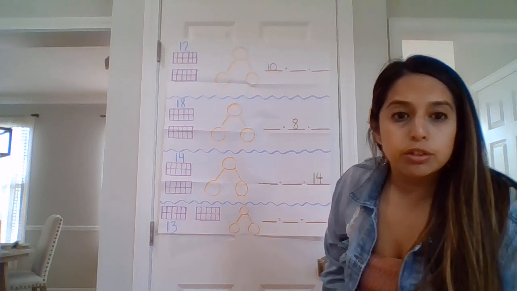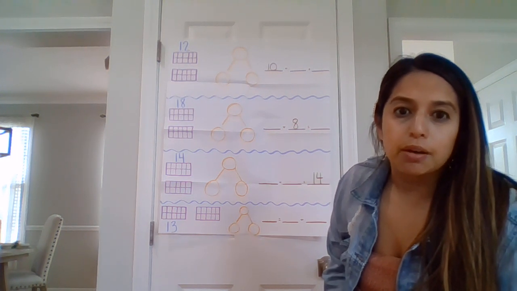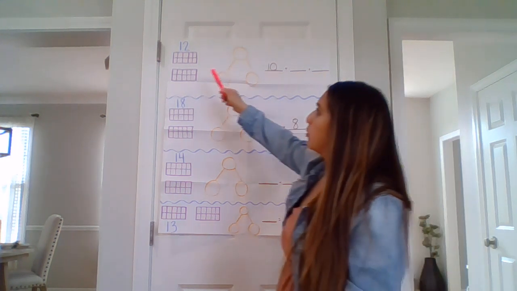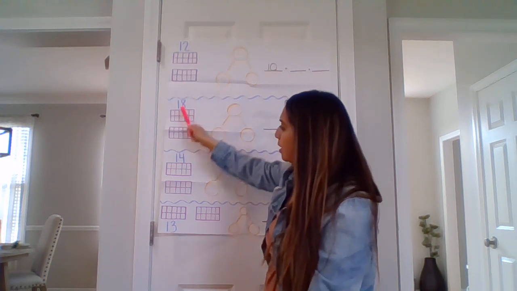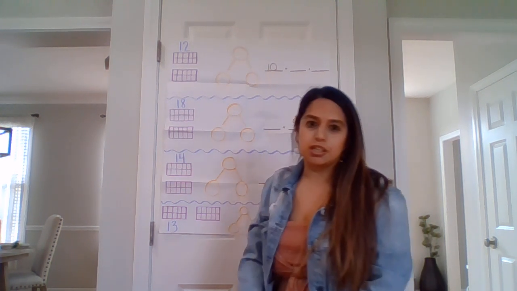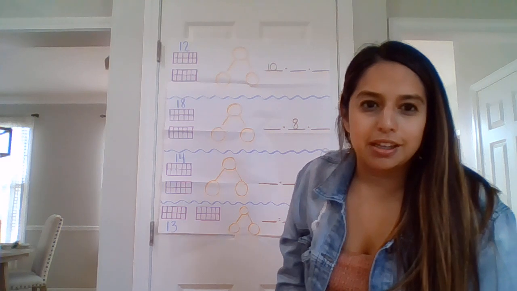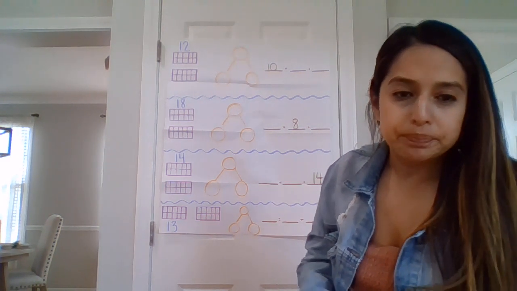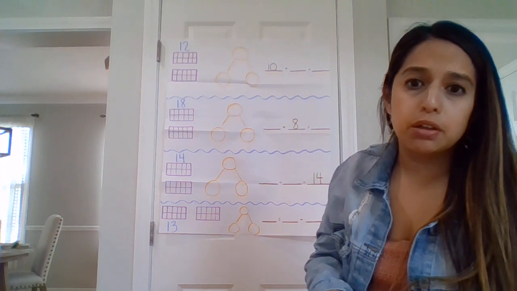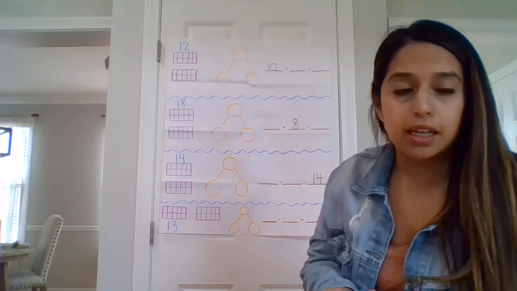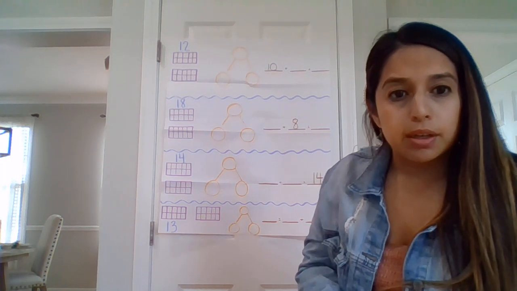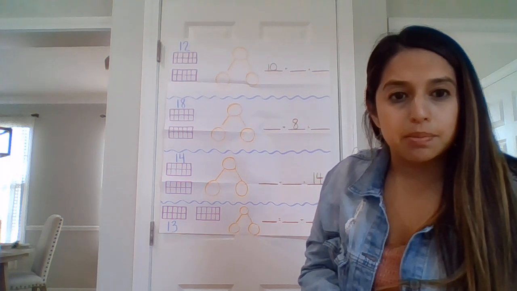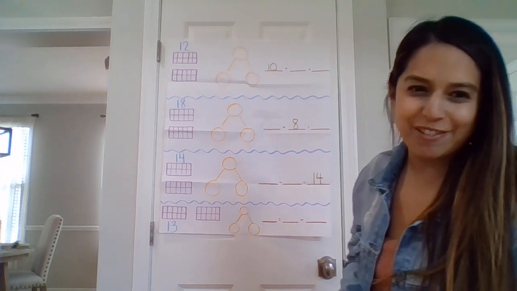I've already chosen each of the numbers we're going to be working with today: 12, 18, 14, and 13, which we all know are teen numbers. We're going to go through each problem and then talk it out. I want you to pay very close attention to the questions that I'm asking, because those are some of the questions you're going to have to answer on this week's math work, okay? All right, here we go.